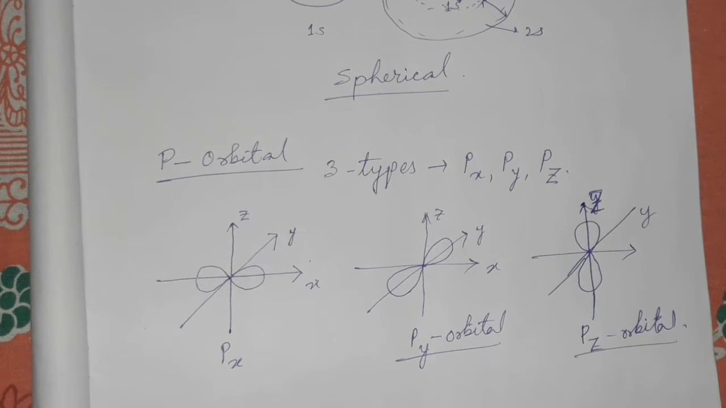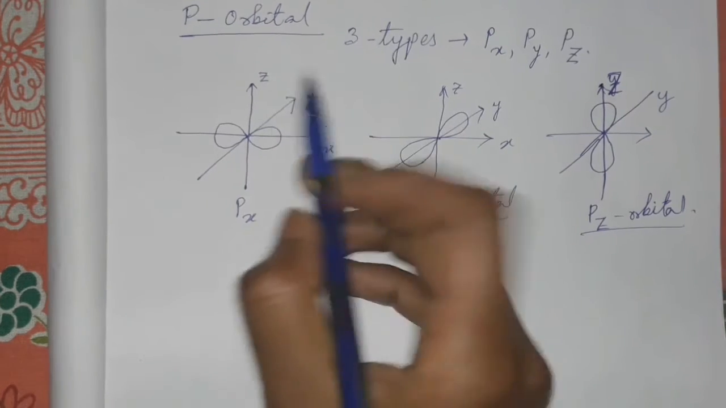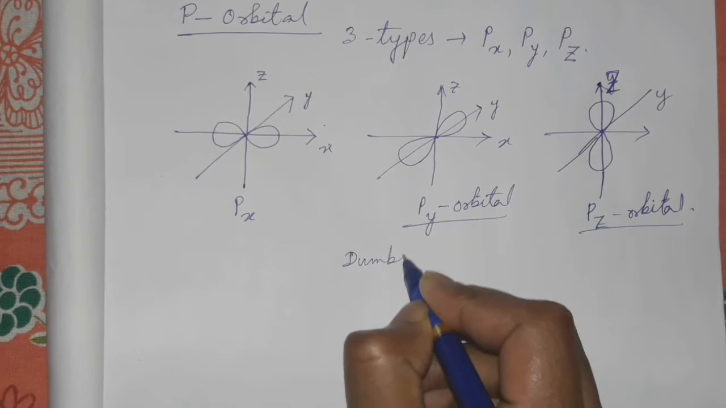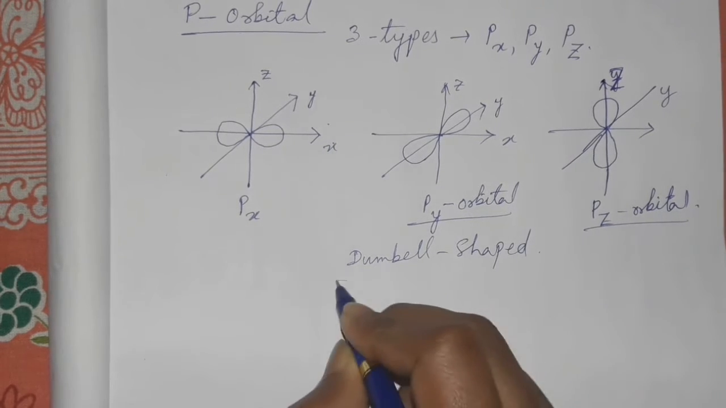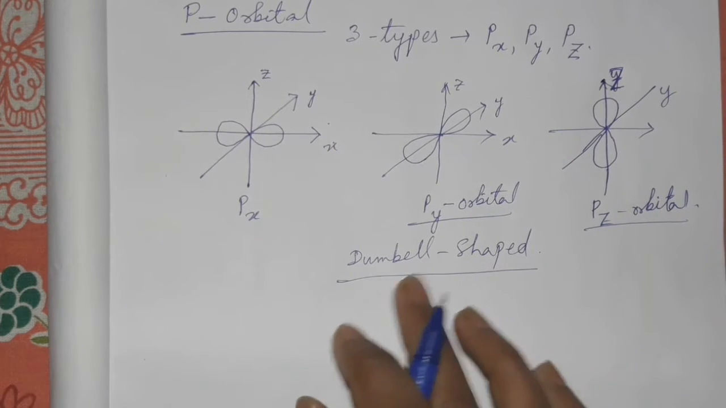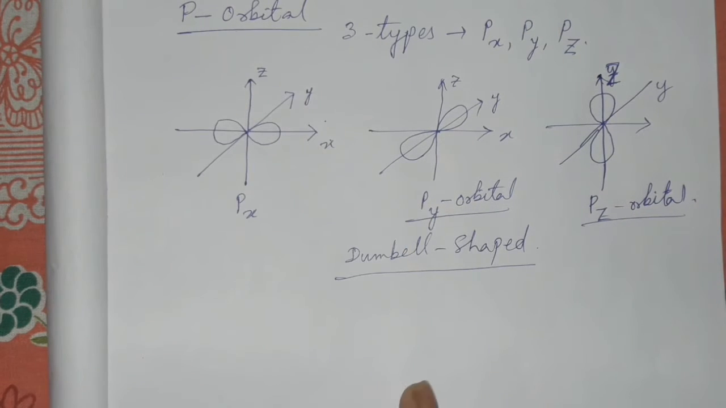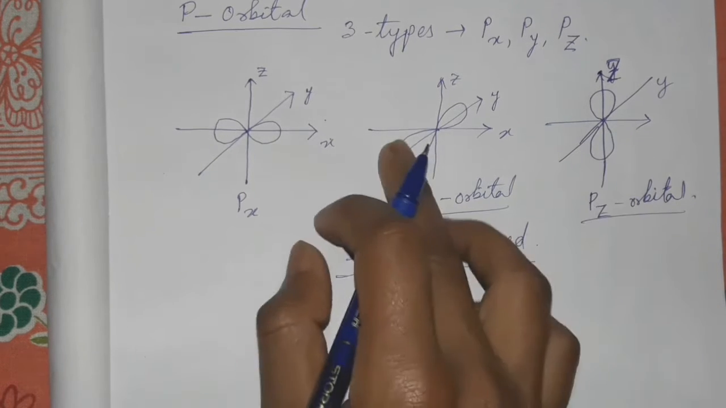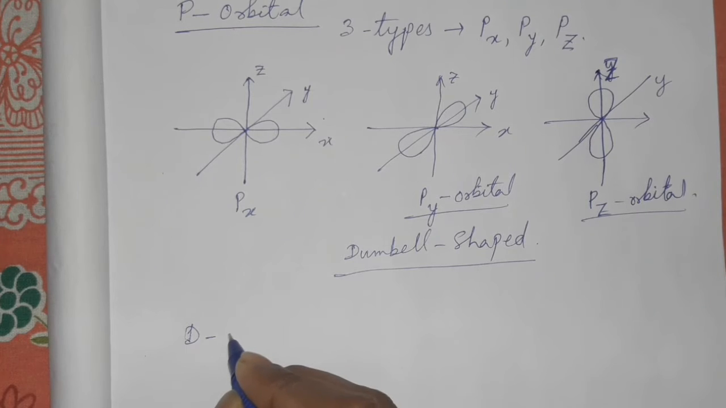After that, we'll see d orbitals. But one minute: the shape of p orbitals is dumbbell shaped. You may frequently be asked this question, what is the shape of p orbital. This is the answer, dumbbell shape, and then you can draw these pictures. After that we'll see d orbitals.